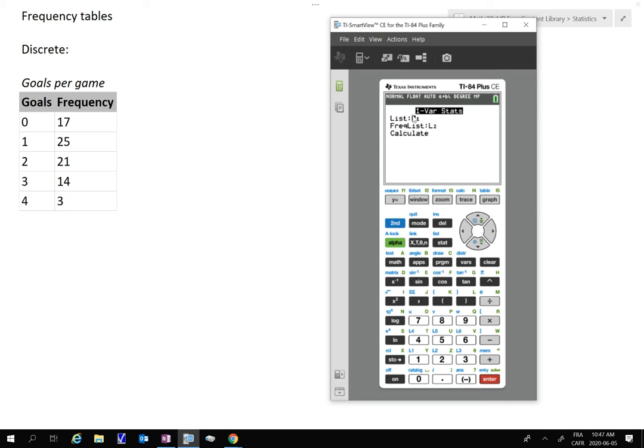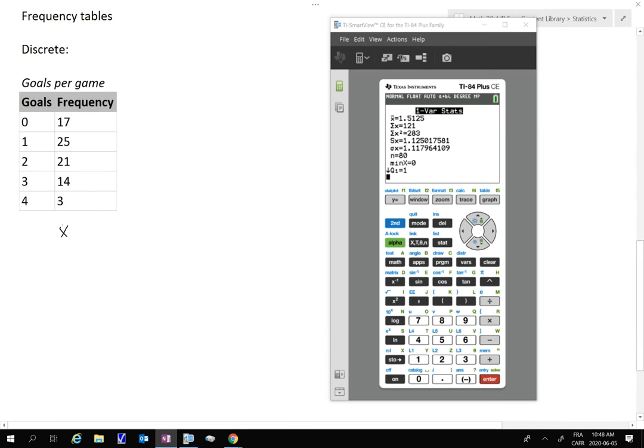Now, if you have a stat wizard, you'll notice that you have a choice for list, frequency list, and then calculate. Mine already is filled, so list is L1. That is where I put the actual values. And frequency list is L2. So if you don't have something there already, you'll have to go and put list 2, L2 in the frequency list, and then calculate. And I get a whole bunch of information. The ones that are relevant to me.